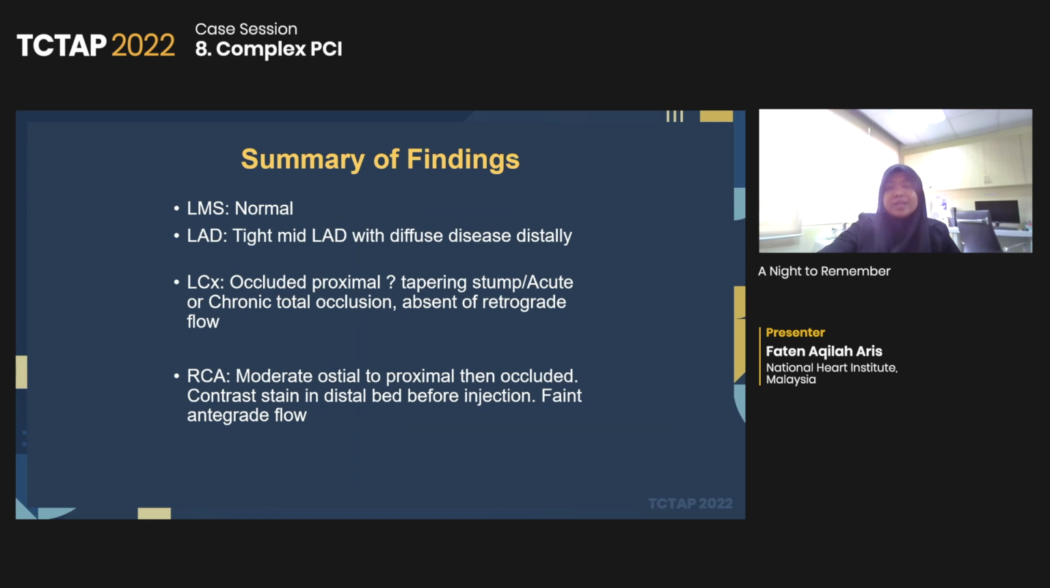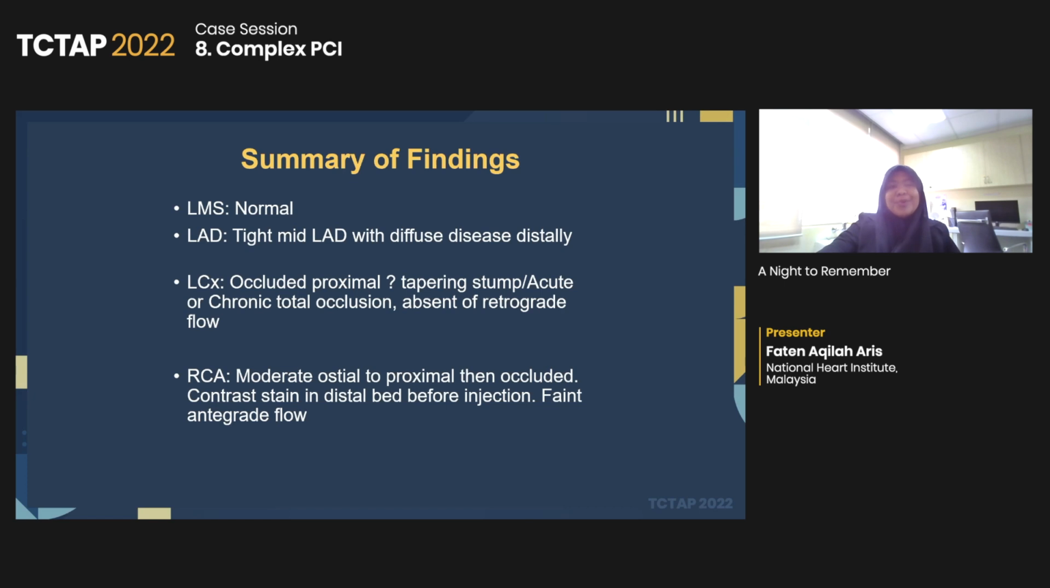From the summary of the coronary angiogram that I've shown, there is a very tight mid-LAD with diffuse disease distally. And there is also an ambiguous culprit artery, whereby the left circumflex is occluded proximally with a retapering stump. We are not sure whether it is an acute or chronic total occlusion, with absence of retrograde flow. On the right side, there is a moderate ostial to proximal lesion, then totally occluded. But we can see from the angiogram, by contrasting the distal part before the injection, very faint antegrade flow.